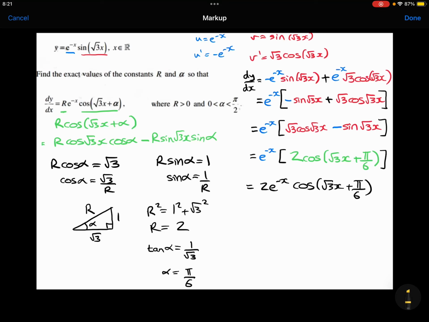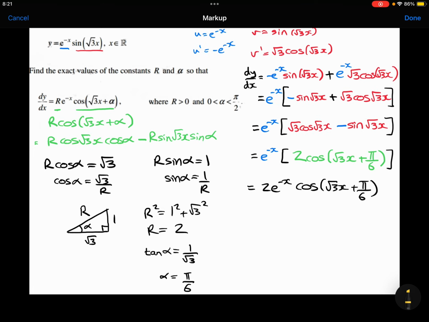As you can see, I've already shown all my working out for this question. I'll just talk you through it. We're told that y is equal to e to the power minus x times sine root 3x. And we're asked to find the exact values of the constants r and alpha so that dy by dx is equal to this thing here.